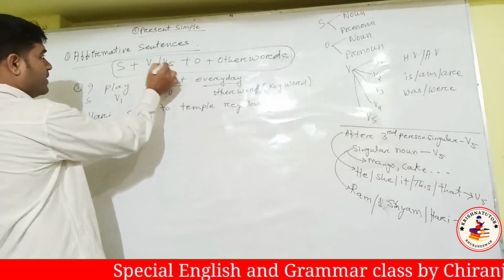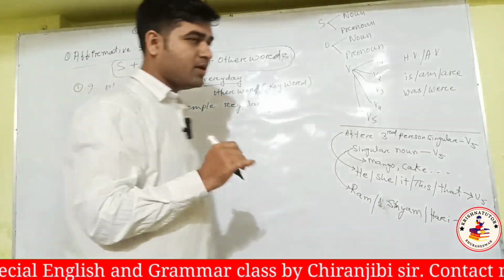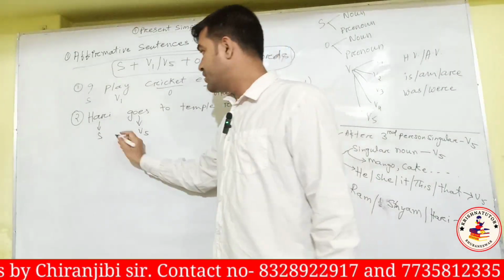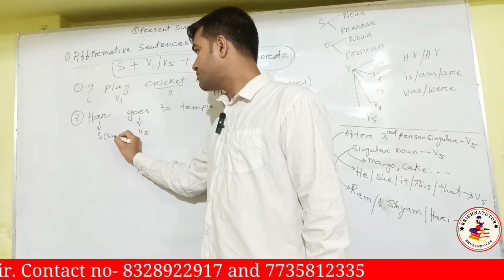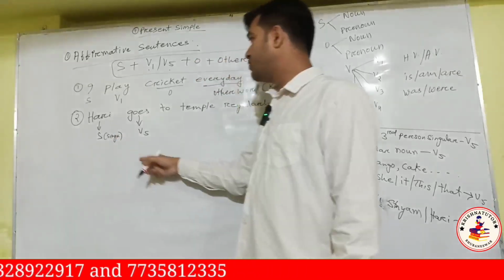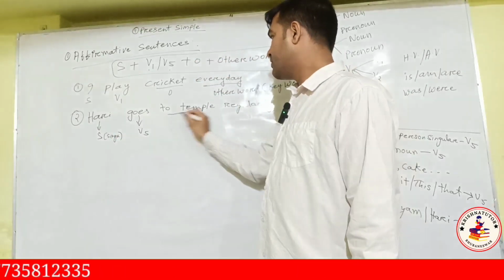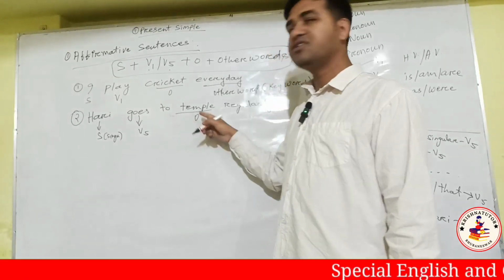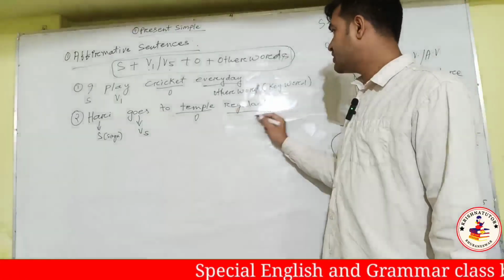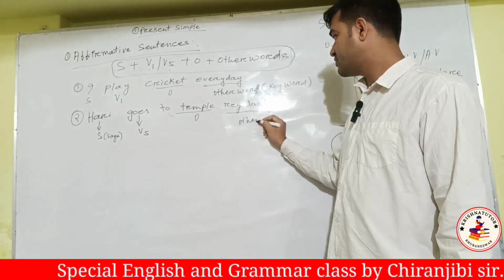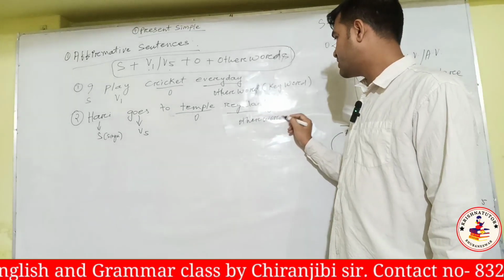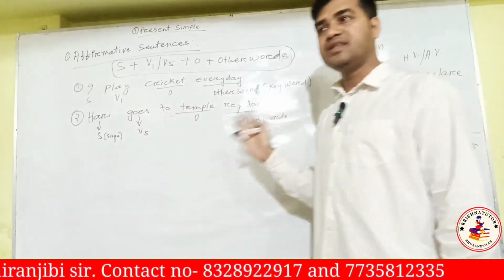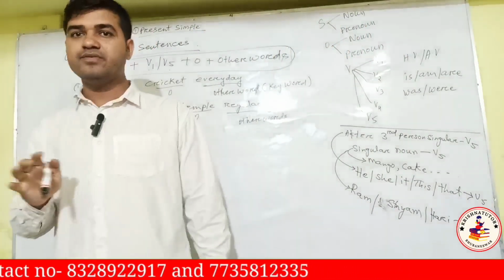Hari is the subject, goes is V5. I told you V1 or V5, both is not possible, any one of them. If the subject is singular, here the subject is singular, so it is V5. This one is the object. Obviously, it is a preposition. Preposition does not have a structure in grammar, and this one is the other word. So now we know how to do present simple translation of affirmative sentences.